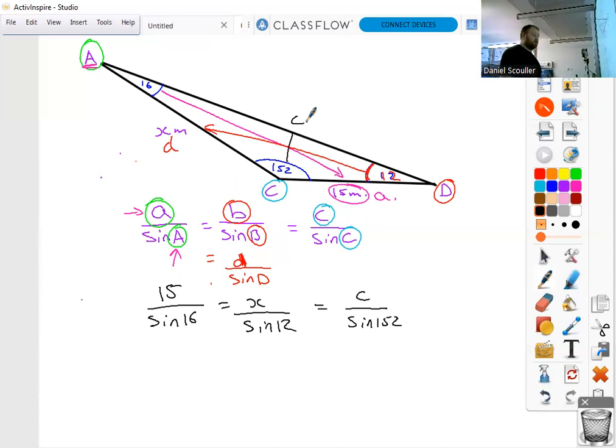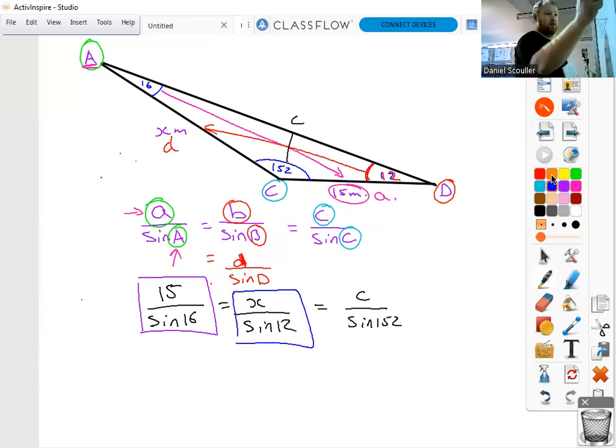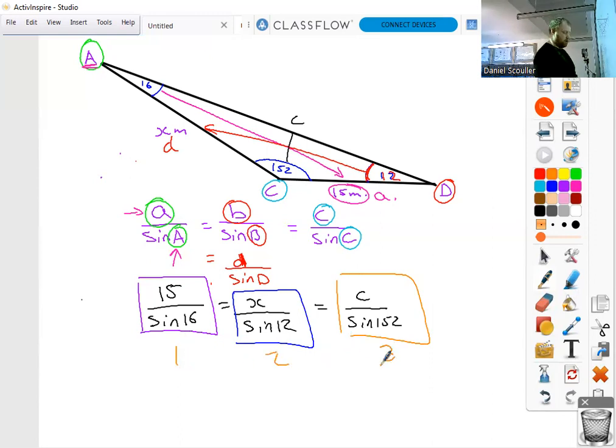All right. So, what do we need to do? Well, when we're using the sine rule, we have to only use two parts. So that's one part. That's two parts. And that's three parts. Now we can use 1 and 3, or 1 and 2, or 2 and 3. But you only need to use two parts of it.